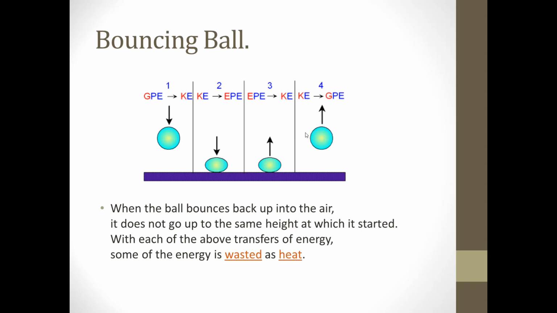Of course you remember. So with each of the above transfers of energy, some of the energy is wasted as heat. So why does it reach less than the first height? Because some of this energy is wasted as heat, as thermal energy. Why? Because of the particles of the air. It's a kind of friction, and friction produces heat. You all know.